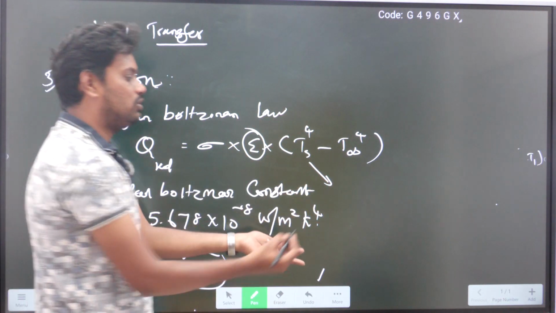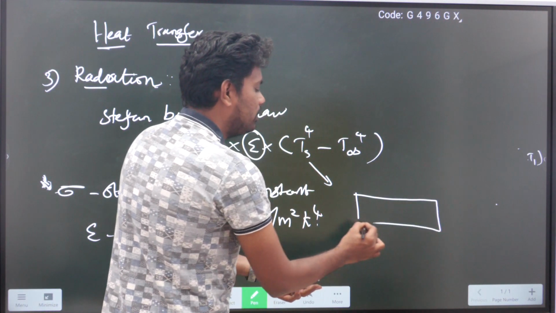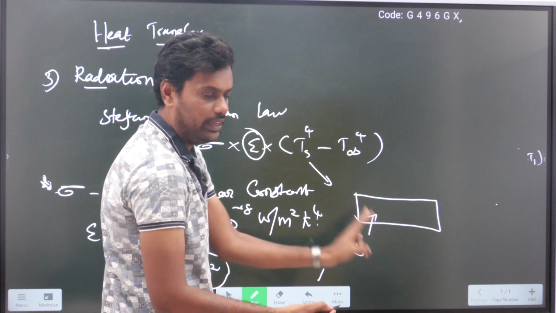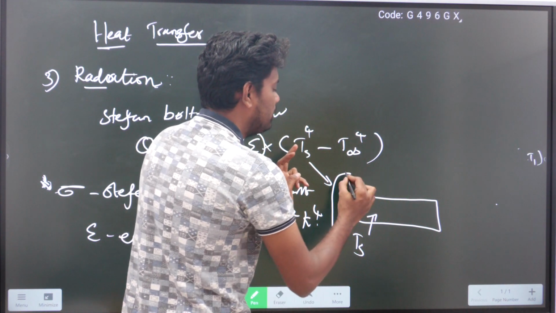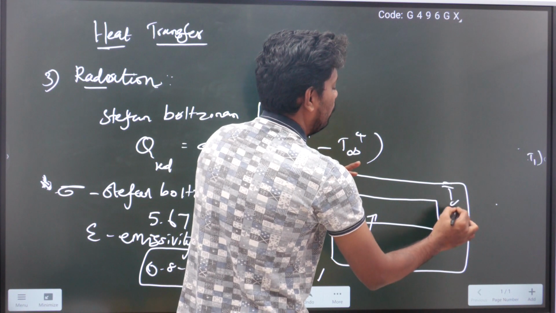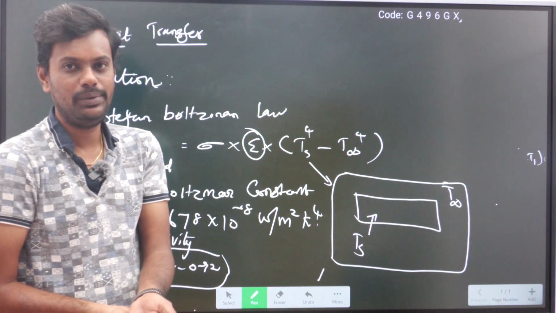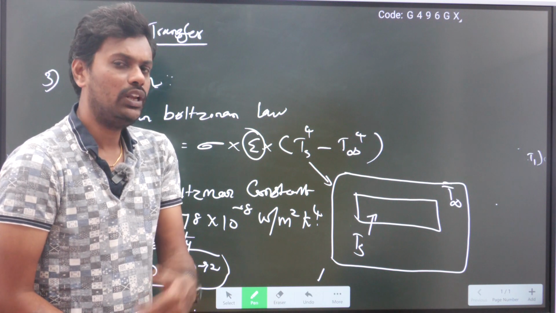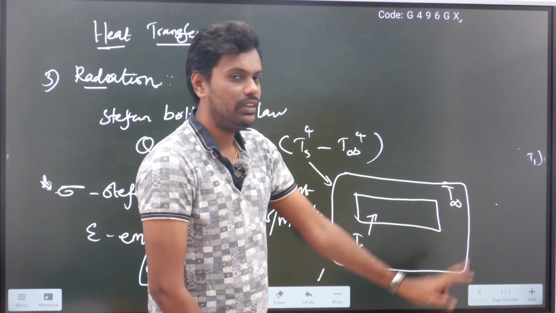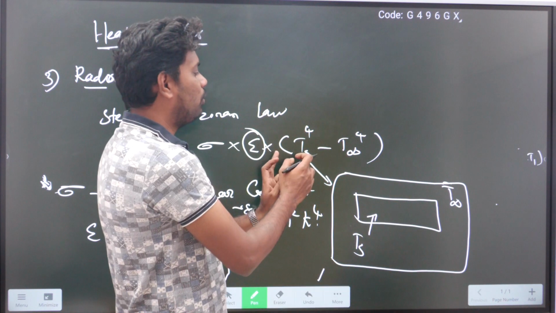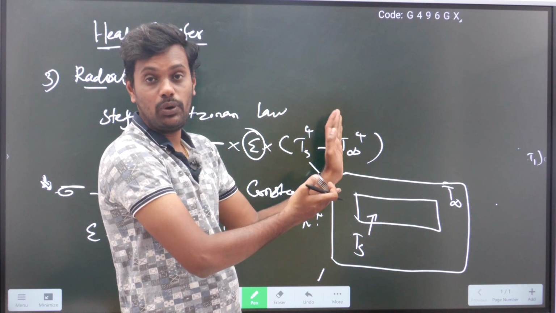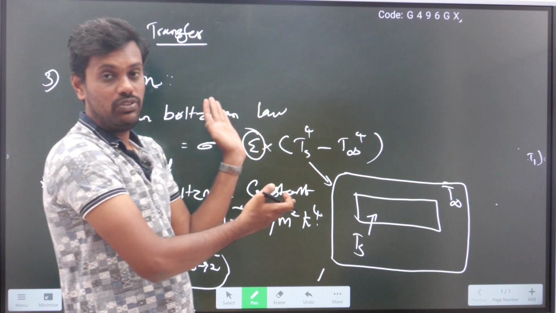T infinity is, suppose this is the body. In this body, this is the Ts. Ts is nothing but the temperature of the body, and suppose I am keeping the body inside a room. That room temperature is T infinity, always the fluid temperature. In the room, air only will be present, so the temperature of the air or of any fluid we denote in heat transfer as T infinity. So T to the power of 4, Ts to the power of 4 minus T infinity to the power of 4.